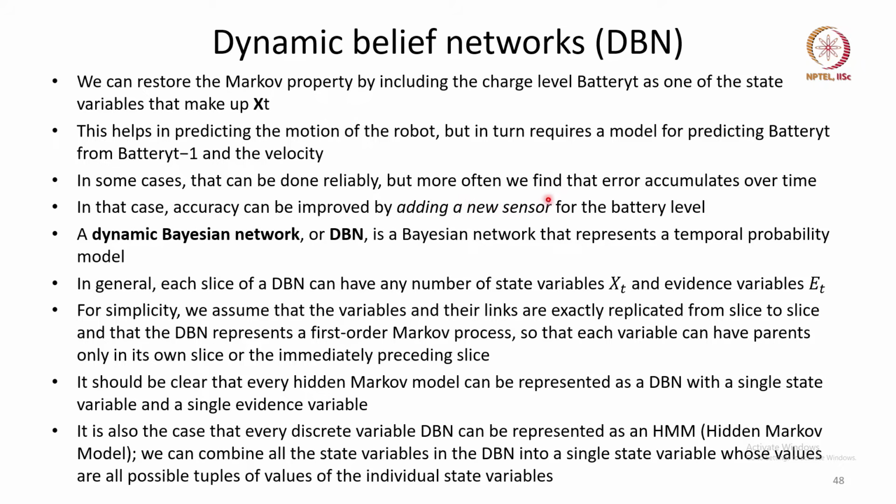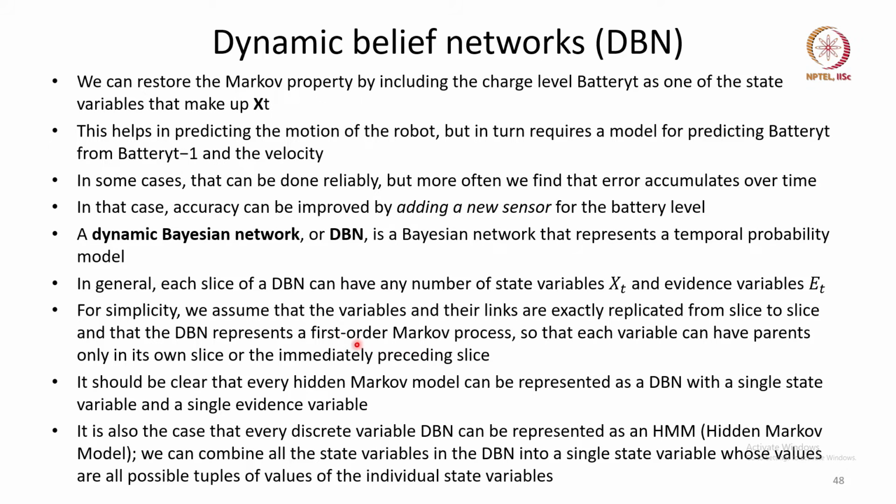So if you do this, then you find that it may help, right? So you need to improve the accuracy by adding a new sensor for the battery level. So you can use a dynamic Bayesian network for this, which is a temporal probability model. It's just like the Bayesian belief network, only the time slices are also included in it. So each slice of the DBN can have any number of state variables and evidence variables.